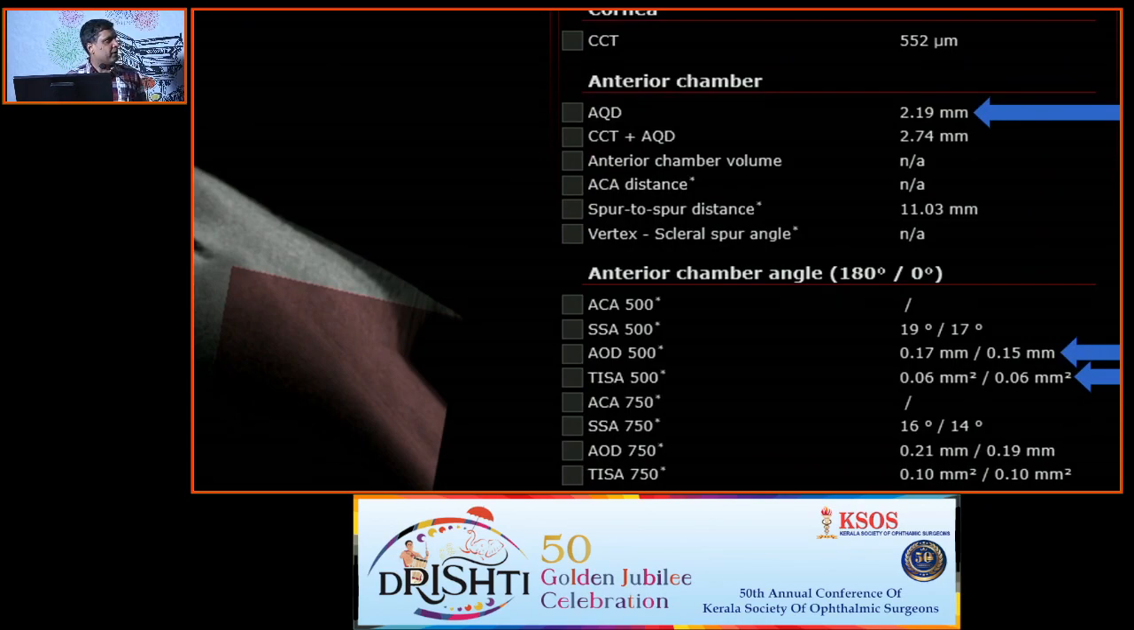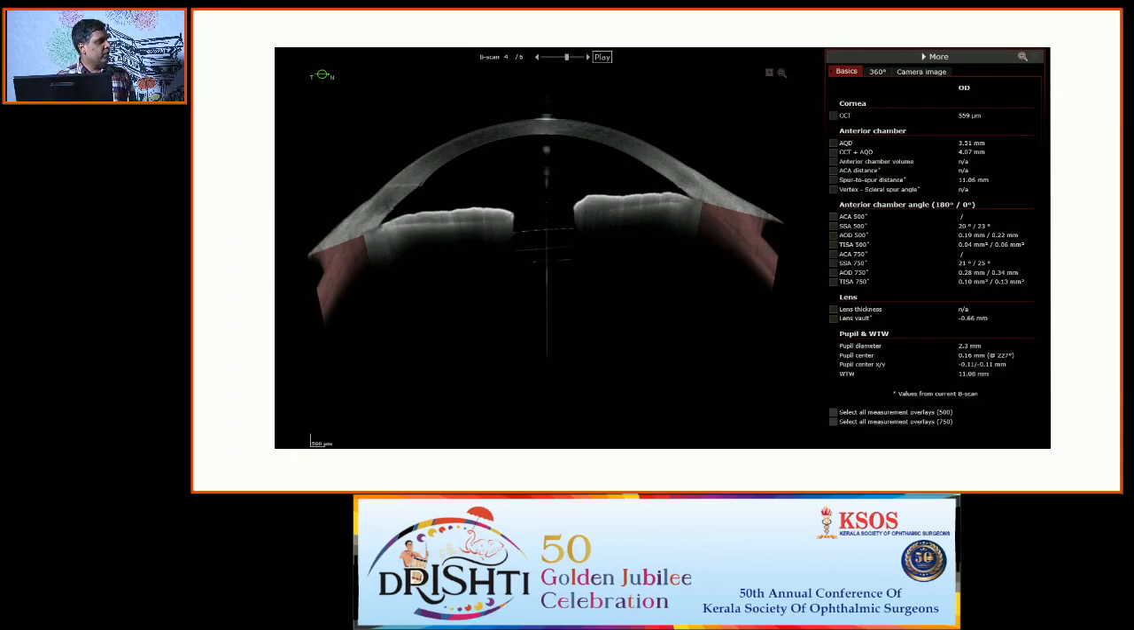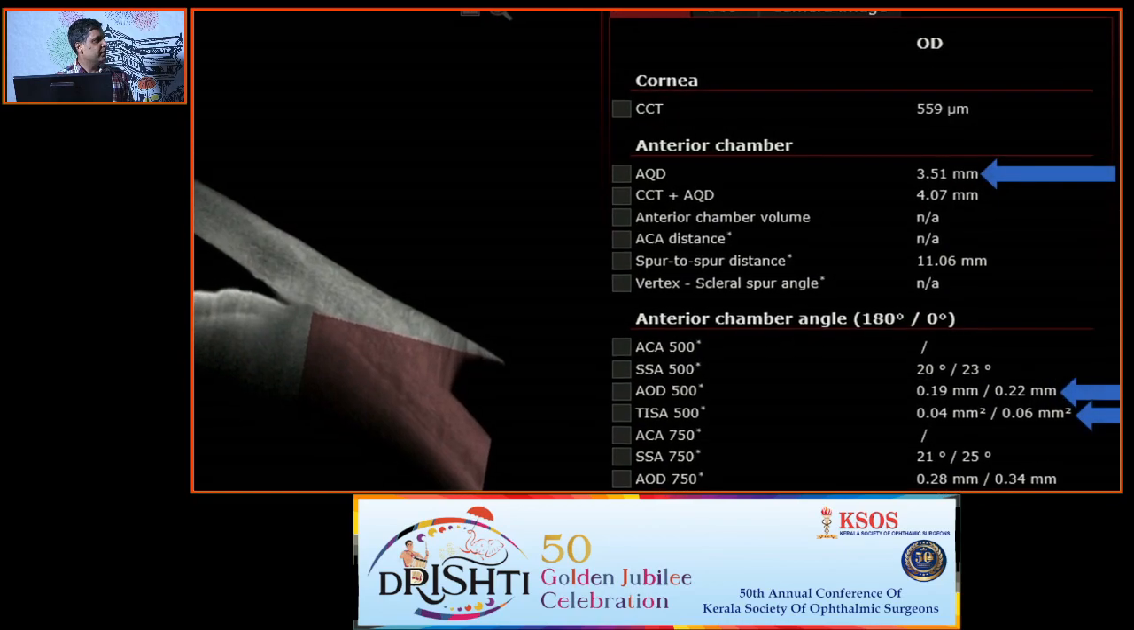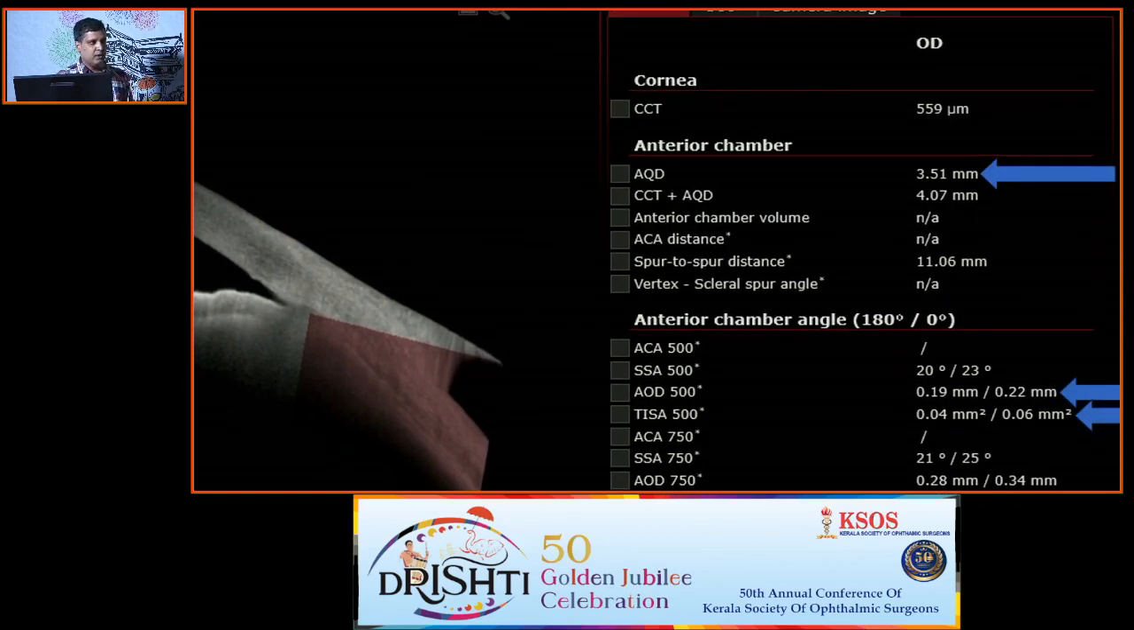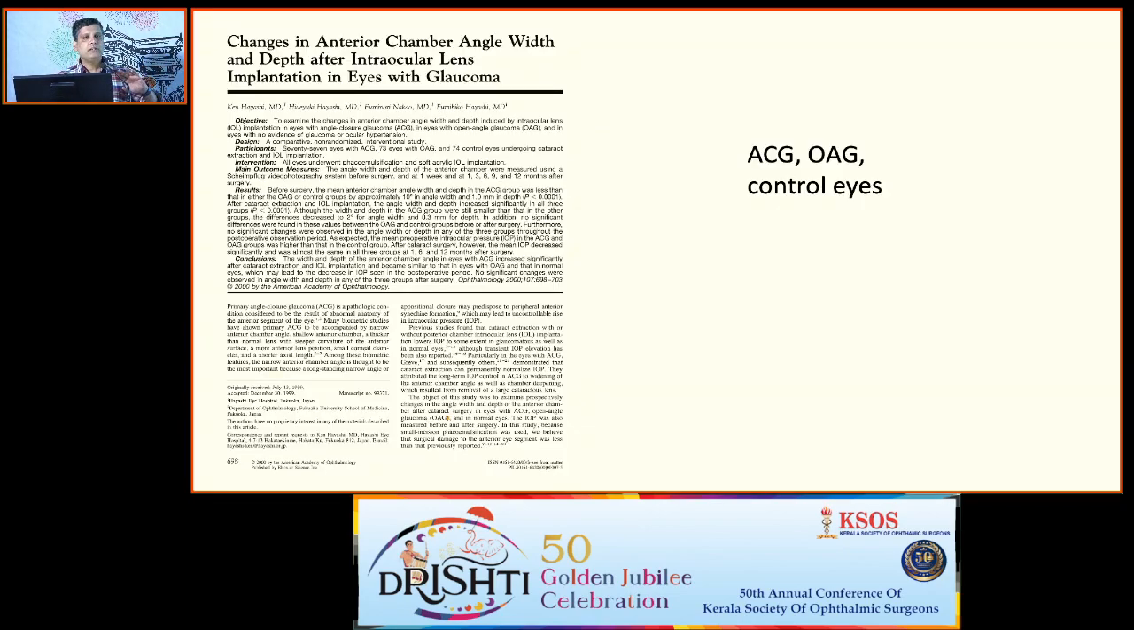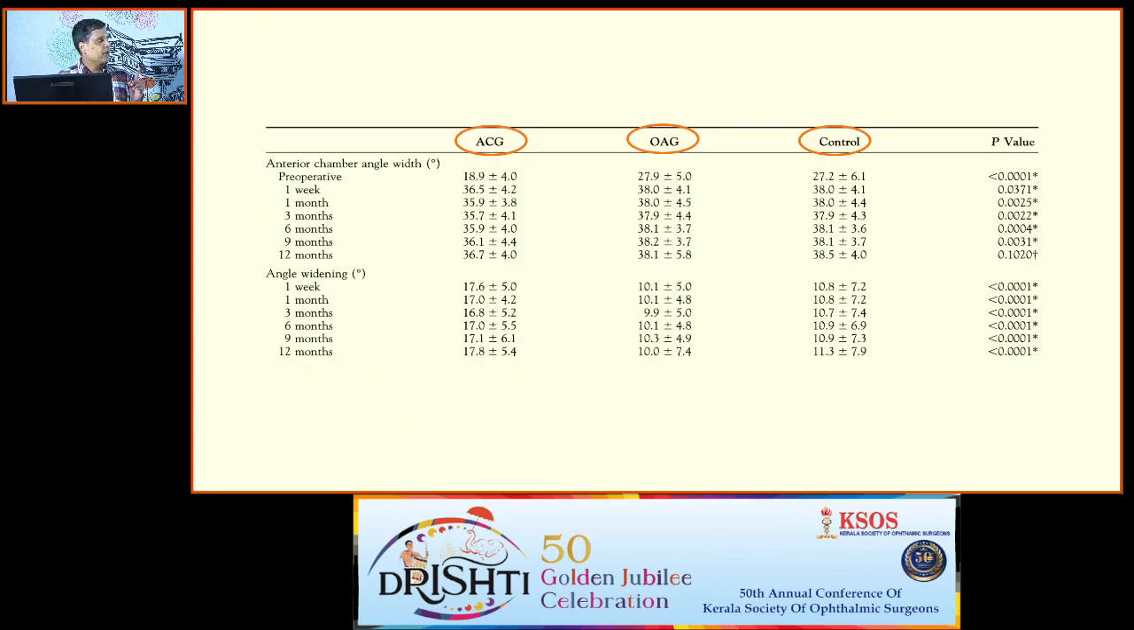If you look at the pre-op parameters, you see the aqueous depth is 2.19, and the AOD, TISA, all these are markers of the angle. And all these actually increase to quite a significant extent in the post-op phase. So this is an example of an angle closure glaucoma, but we know from literature that this change in angle parameters happens favorably not only in angle closure glaucoma eyes, but also in open angle glaucoma and control eyes. So even in open angle glaucoma or control eyes, from a pre-op anterior chamber angle width, there is an increase in open angle eyes as well.